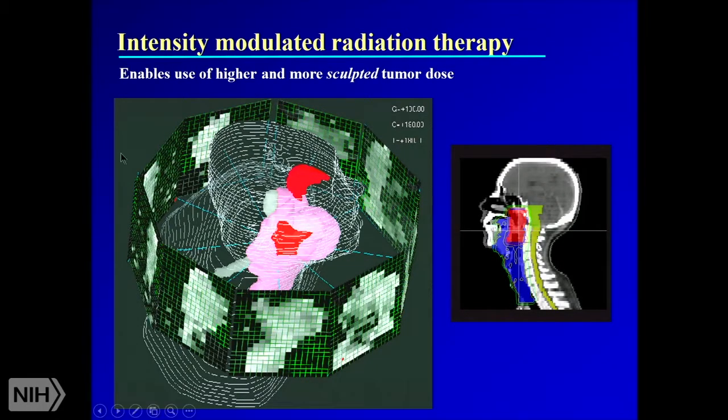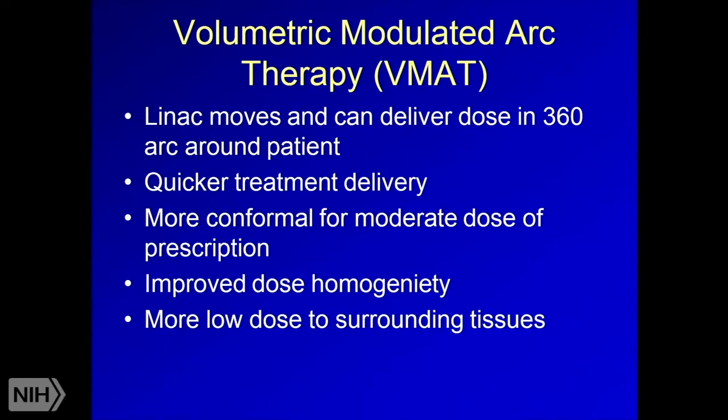Here's just another depiction of what can happen for a head and neck patient. This is with an IMRT approach, and each of these different slides here is supposed to look at the dose distribution from that beam angle.